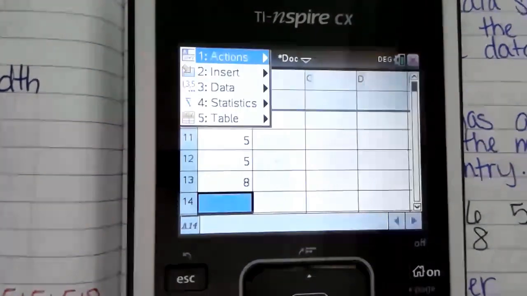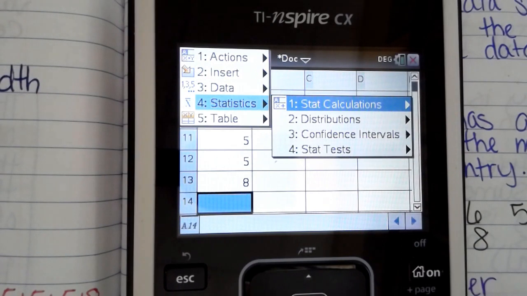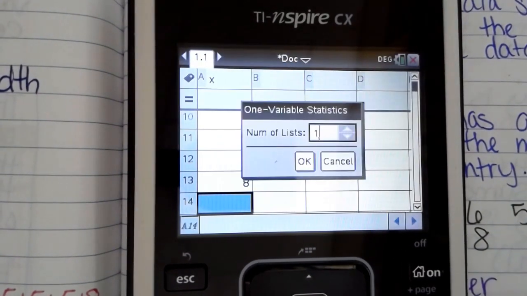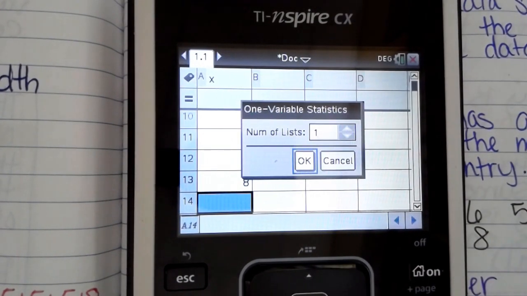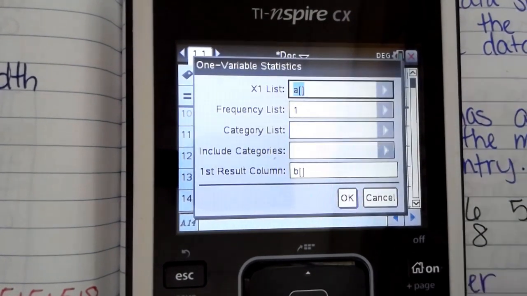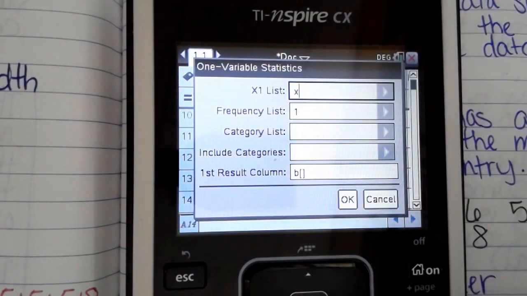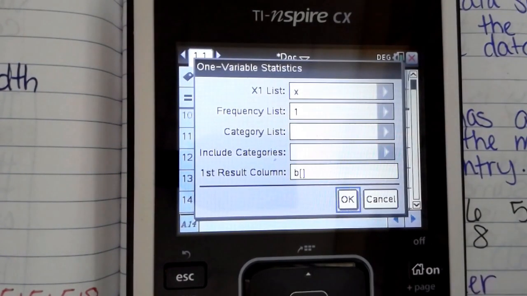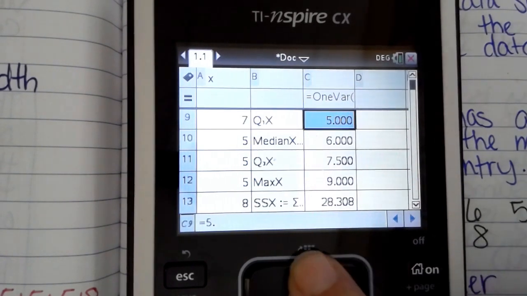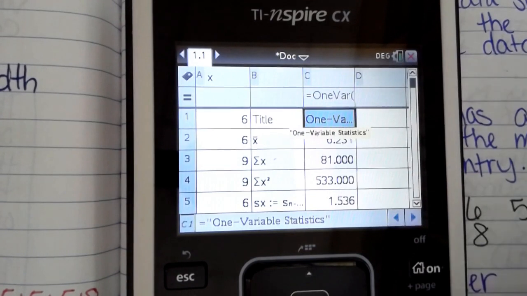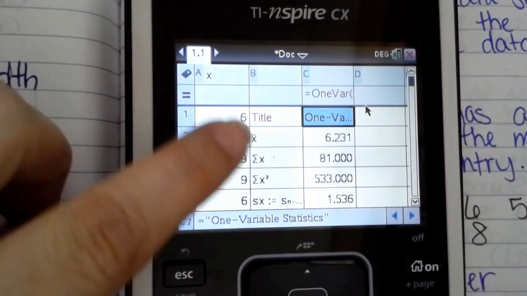And then you'll push menu 4, 1. Since we only have one variable, we'll put 1. We only have one list, so we'll put OK. And then here we have to put in what we labeled our column. So we called it x. And then you just go down and click on OK. And this shows us all of the information that's related to that data. The only thing we're worried about at this point is what is the x bar.